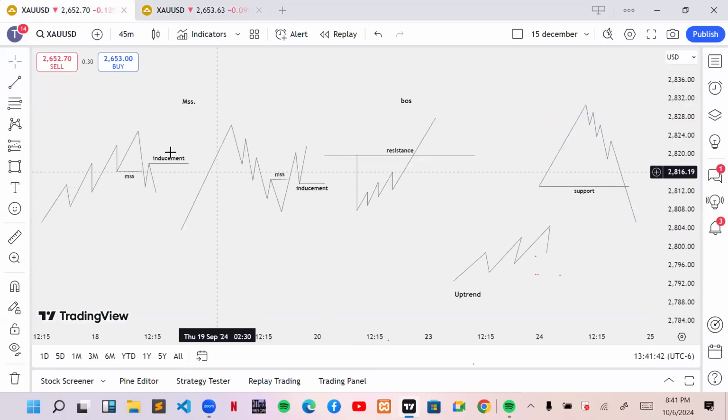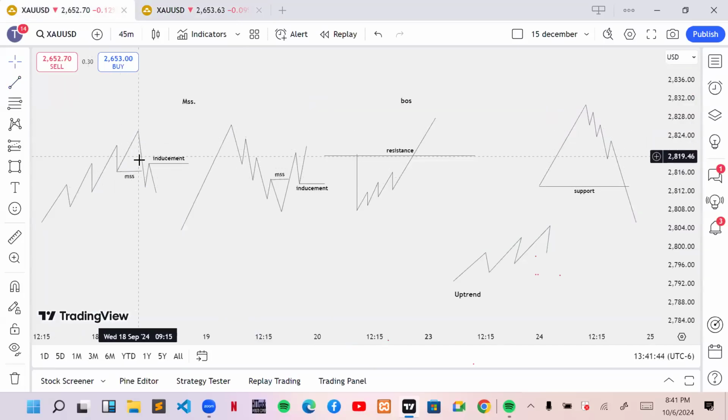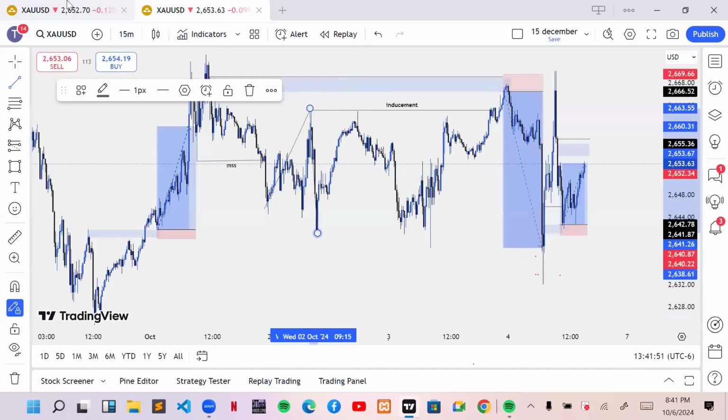So it's just like this. Market was on an uptrend, shifted straight to the downside, made this pullback. That pullback is your inducement. Same as this. This pullback is your inducement.